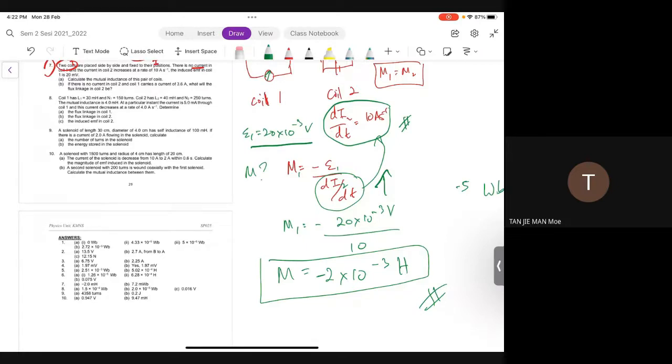Okay, though ini adalah M1. They ask you to calculate mutual inductance of this pair of the coil. So you buat je M1 adalah sama dengan M2. So negative 2 times 10 negative 3 Henry. So dua-dua adalah sama saja. Okay, boleh tak? Jangan confuse EMF dengan M. M, L boleh ada positif negatif. EMF tak boleh. EMF sentiasa positif sahaja.